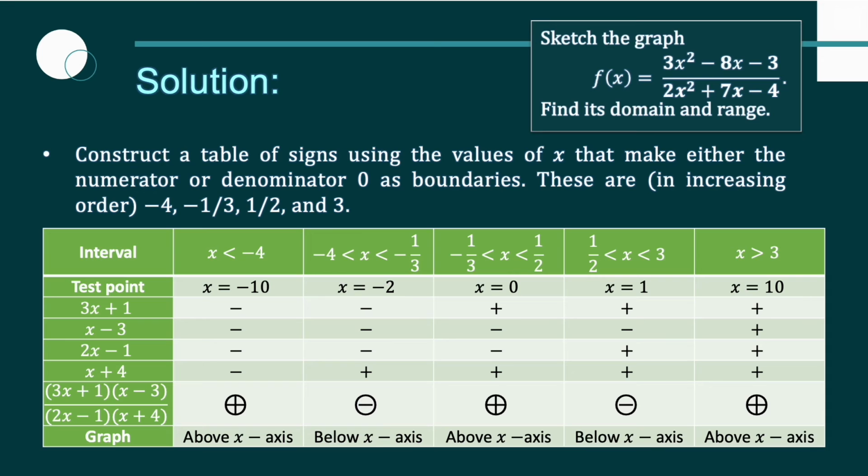For the values between -1/3 and 1/2, we have the test point x equals 0. We can observe that the sign of f is positive, hence the graph of the function is above the x-axis. For the values between 1/2 and 3, the sign of the function is negative, hence the graph of f is below the x-axis. Finally, if x is greater than 3, the sign of f is positive, hence the graph of the function is above the x-axis.